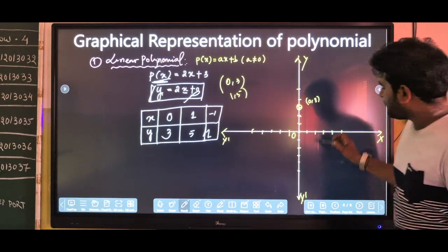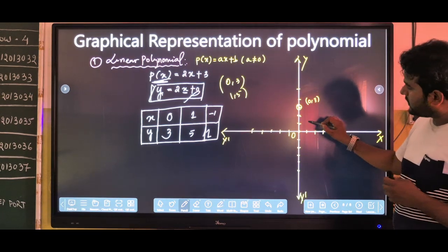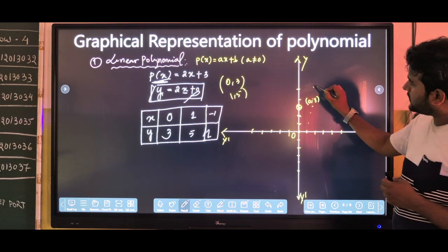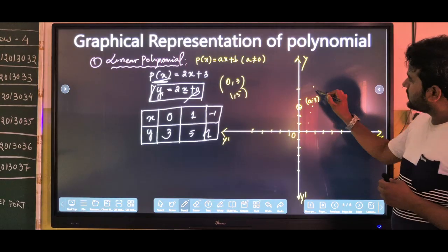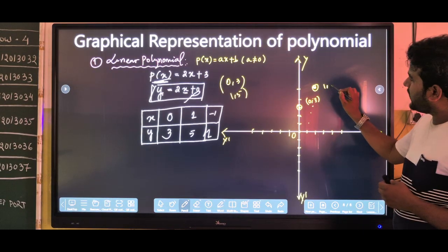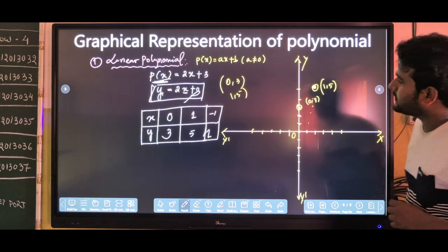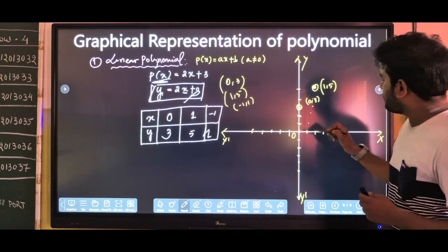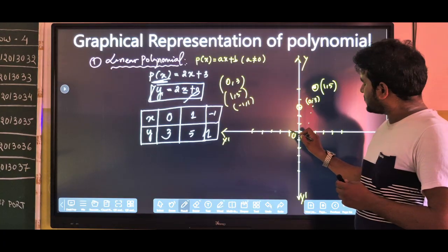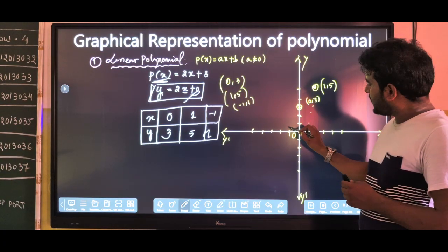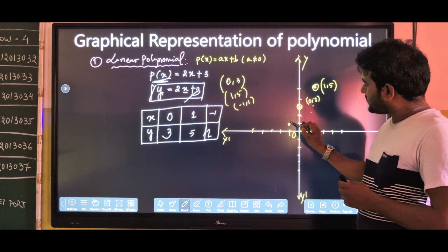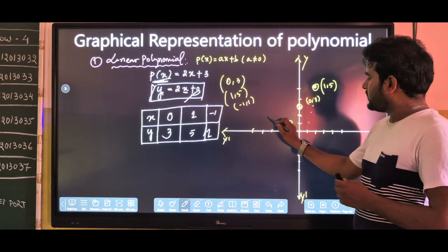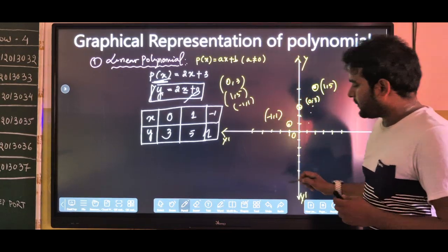The second point is (1, 5). Here 1, and then 1, 2, 3, 4, 5. So this is your (1, 5). And the third one is (minus 1, 1). So this is your minus 1 on the x-axis, and here it is 1. This point will be at minus 1.